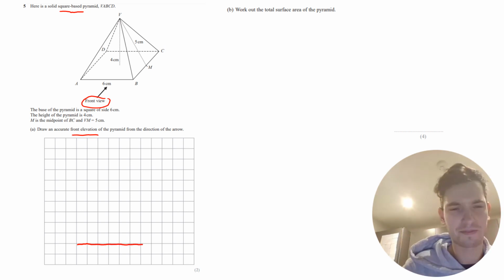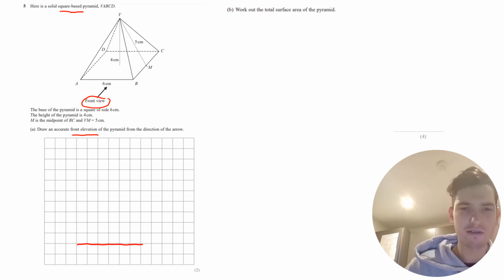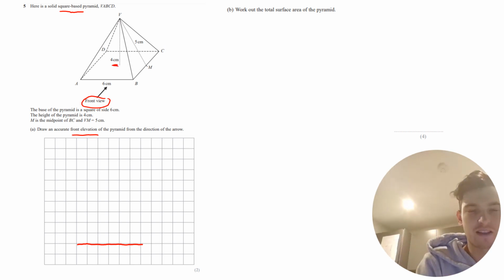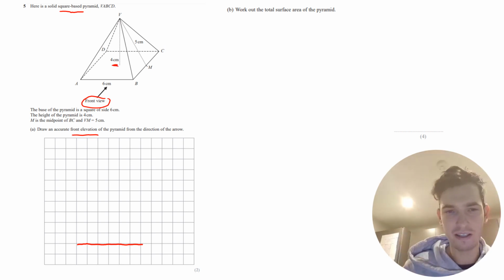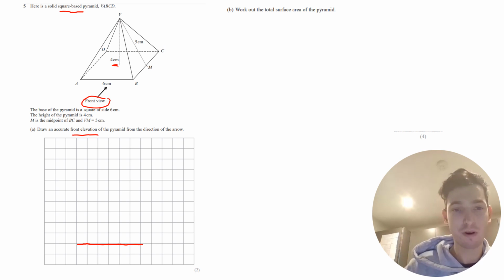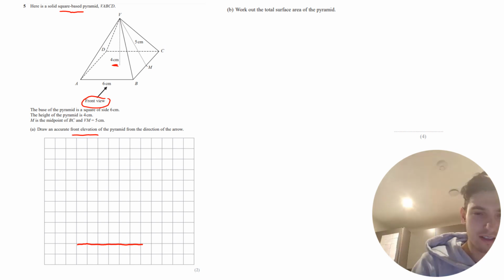That's the base. And I'm going to think, how high is it going to go? Well, if I'm looking at it straight on, the height of the pyramid is actually going to be 4 centimeters, not 5 centimeters, because 4 centimeters is from the bottom to the top. How high is it going to be? So let's just count up. 1, 2, 3, 4.